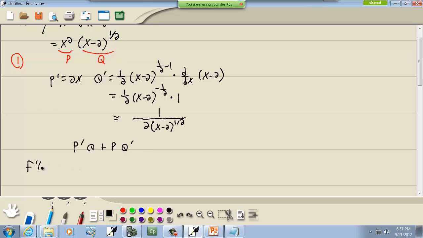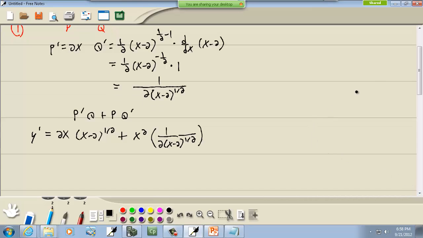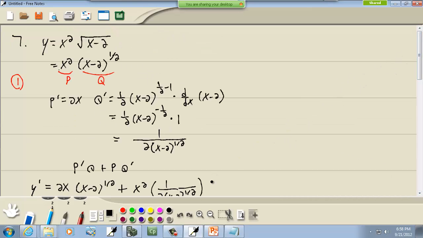So our derivative, y prime, should have looked like this, not f of x prime. P prime we said was 2x times q, which was x minus 2 to the 1/2, plus p, which is x squared, times q prime, which is this. So we've got 1 over 2 times x minus 2 to the 1/2. And maybe I'll just go up here to continue that. You can just follow the arrows.